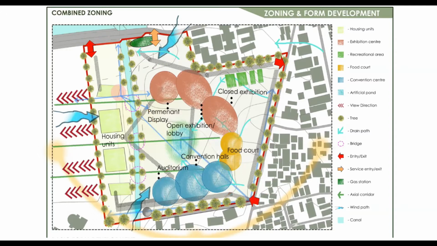And the main spaces that come under the exhibition points are the permanent display center, which displays the culture and heritage displays of the area. And this one is the open exhibition center, which often acts as a lobby, as a platform for functions, and also for holding the seasonal exhibition events. And this is the formal exhibition spaces. And under the convention facility, there come the convention hall and the auditorium. And other main spaces are the food court, which is provided common for both in order to avoid the duplication of services, and of course the housing unit at the rear end of the site.